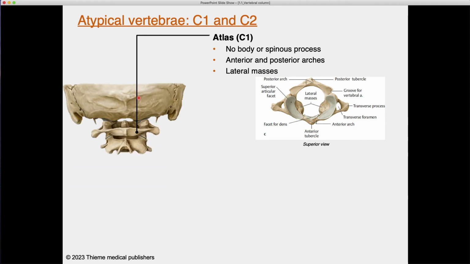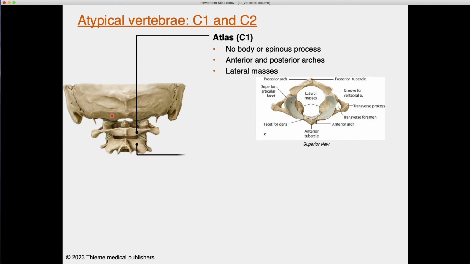So Atlas is unique because it doesn't have a body and it doesn't have a spinous process. So instead of those, we have an anterior arch instead of the body, with a little anterior bony projection known as the anterior tubercle. And instead of the spinous process, we have the posterior arch with a little posterior tubercle as a bony projection. We also have these lateral masses, which are the points of articulation with our occipital bone in our skull.